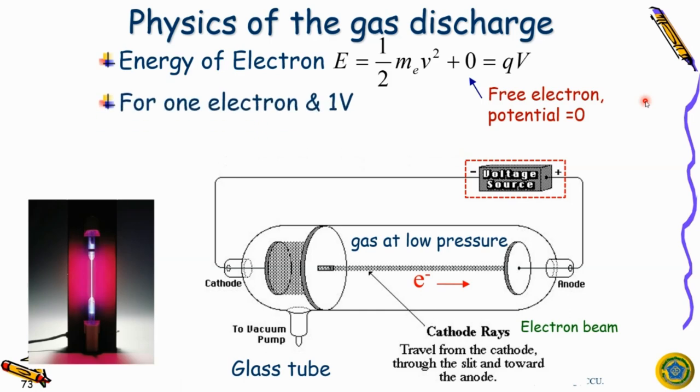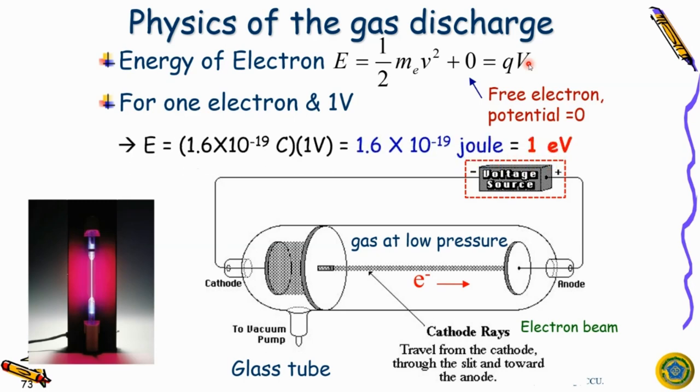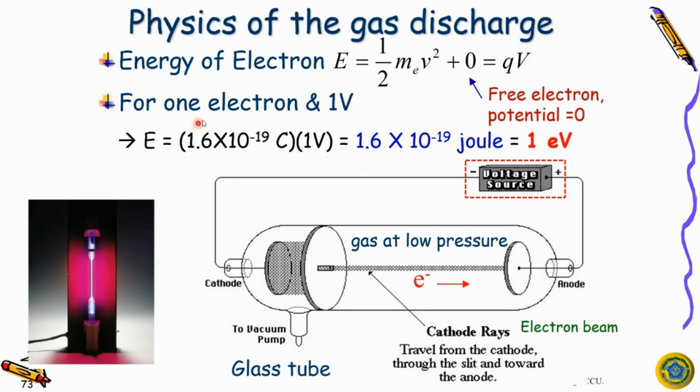So for one electron and one volt, we get what? That's what we call the unit of energy, called the electron volt, right? Okay, so if I have one electron, which has a charge of 1.6 times 10 to the minus 19 coulomb, times 1 volt, which is equal to what? This is the unit of energy, which is 1.6 times 10 to the minus 19 joule. We define this as 1 electron volt. You don't need to remember this number, but this number is easy to remember, right? Okay?